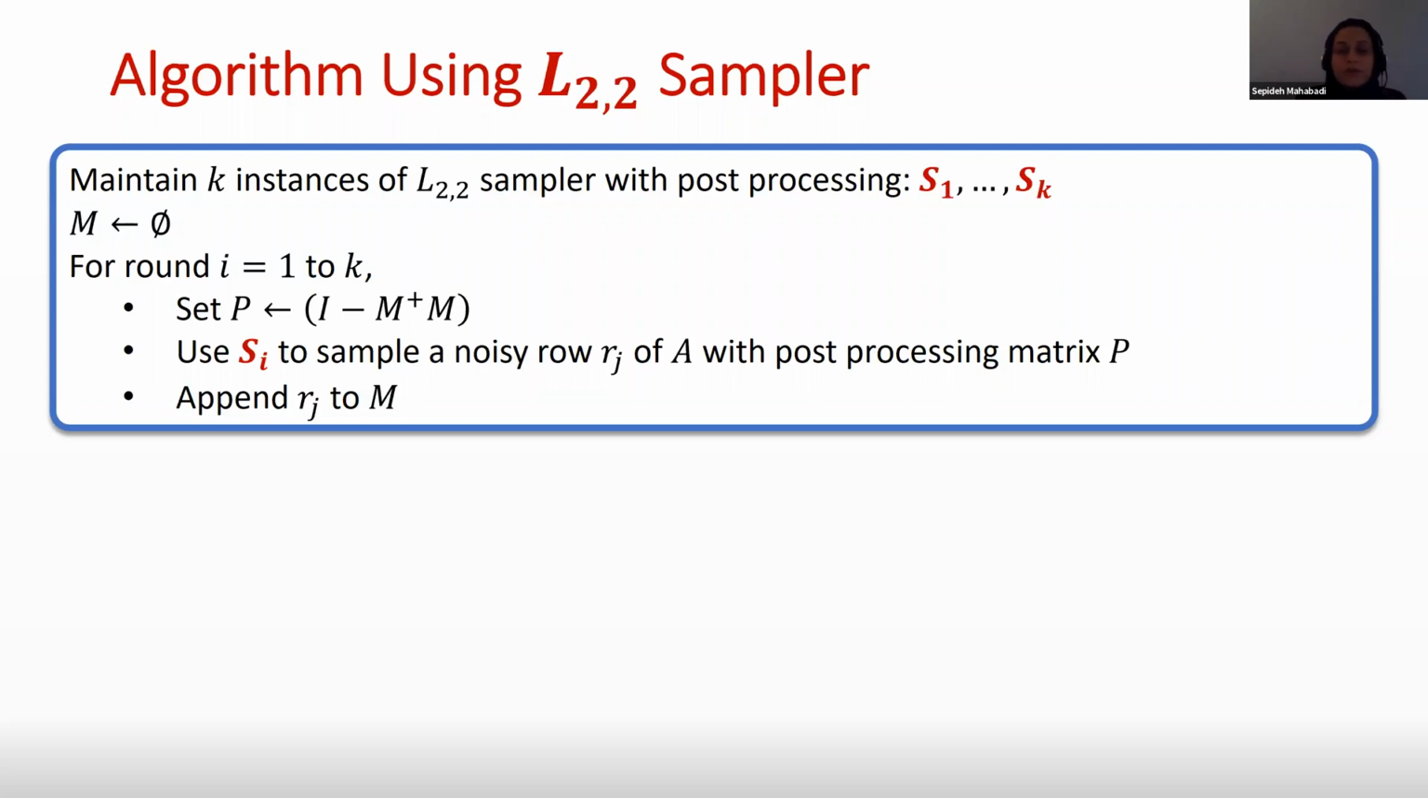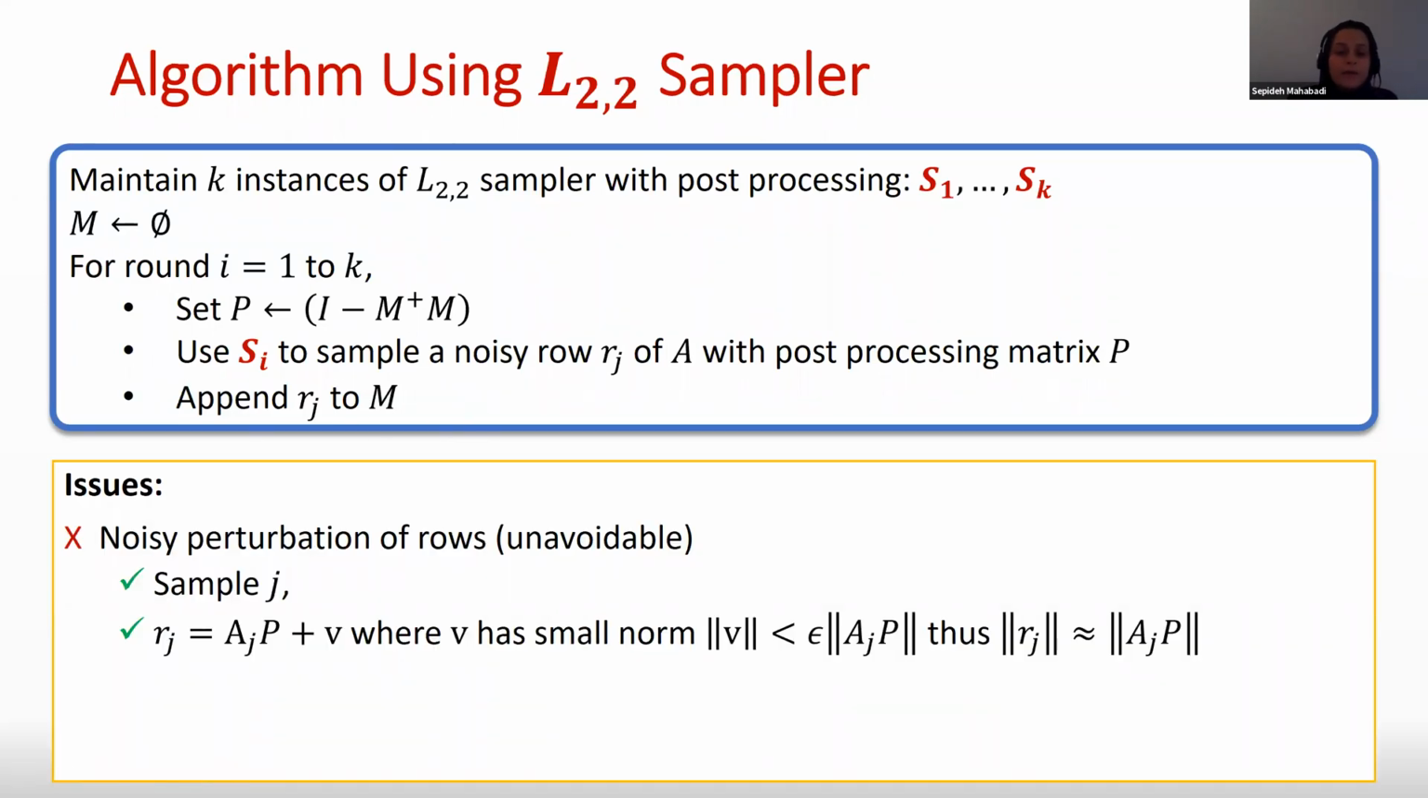So in round i, we use a sampler S_i to sample one of the noisy rows of A with post-processing matrix P. Now this P corresponds to the projection away from what we already sampled. And then what we sampled, we append to the set of rows M.